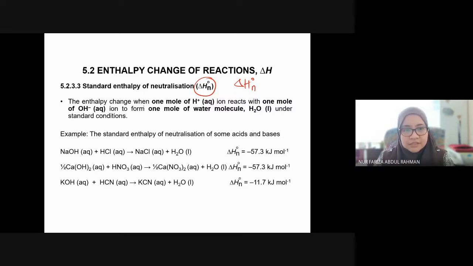Okay, by definition, this enthalpy change is when 1 mole of H+ ion, which is in aqueous state, reacts with 1 mole of OH- ion to form 1 mole of water. Okay, so this would be our highlight lah. If we got 1 mole of water, then definitely we have 1 mole of H+ and 1 mole of OH-. Then only we manage to get 1 mole of water. Kalau ini tak 1 mole, then definitely H+ dengan OH- will also not be 1.